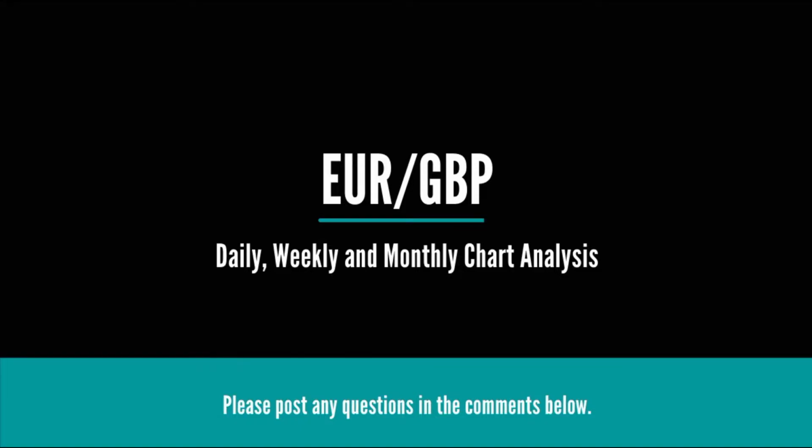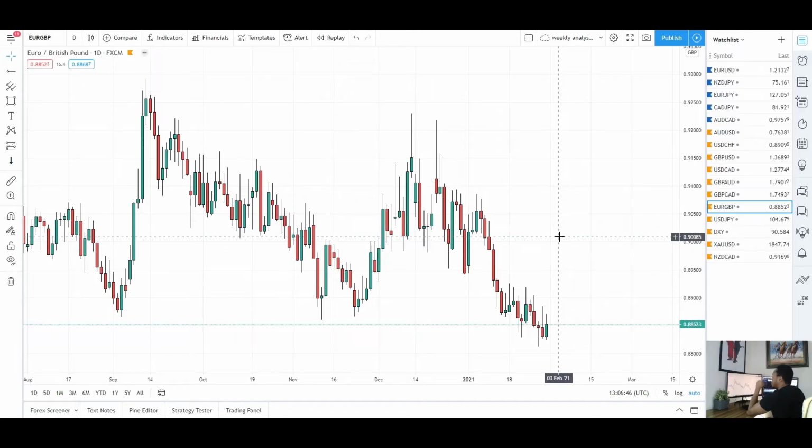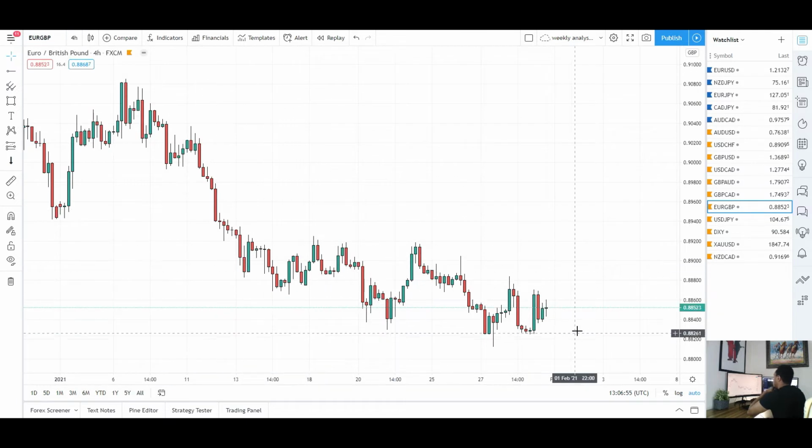Up next is EURGBP. Okay, so for EURGBP on the daily chart, you see we're still kind of bearish with this pair. Price is still making choppy lower lows and lower highs. If we jump to the 4 hourly, you can see a very choppy chart right now.